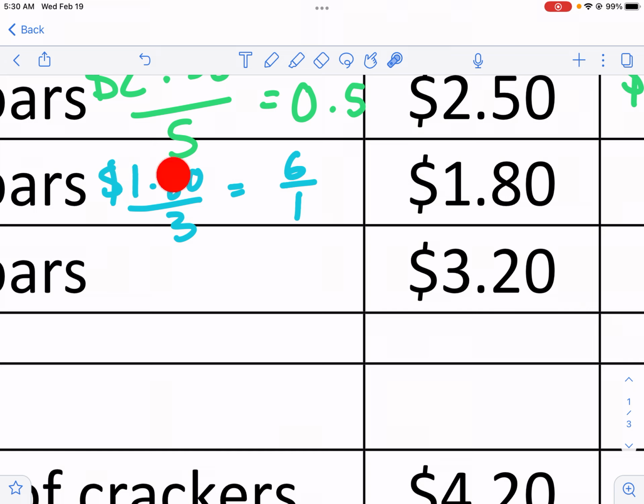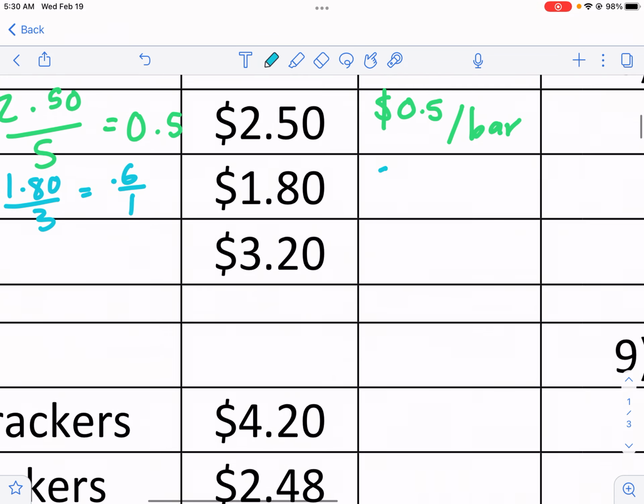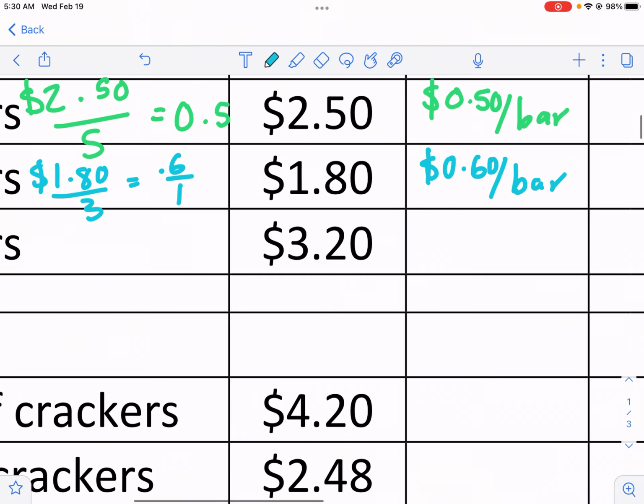So I pretended this was 18. That's why it's 18 divided by 3, which is 6. But then I have to move that decimal back, and I get 0.6. So $0.6, so 60 cents. And if you want to put a 0 at the end of it, that's fine. That's how it's typically seen when it comes to money, so I should probably do that. So 60 cents per bar.